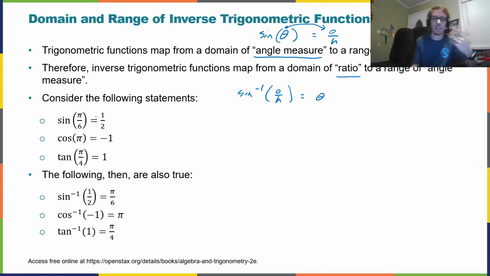Let's take a few of these statements. Sine of pi over 6 equals 1/2. That's certainly true. Cosine of pi equals -1, again certainly true from our unit circle. Tangent of pi over 4 equals 1, true from our unit circle. That means the following things are also true. Arc sine, or inverse sine, of 1/2 is equal to pi over 6. The inverse cosine of -1 is pi. And the inverse tangent of 1 is pi over 4. Think about what this means in terms of domain and range, and see if you can convince yourself that those things are true. They are, but take some time to think about it.